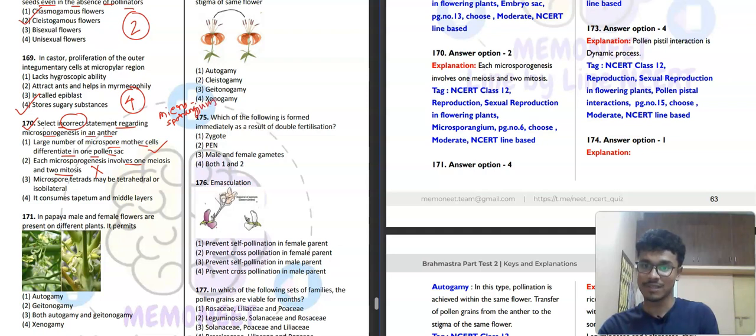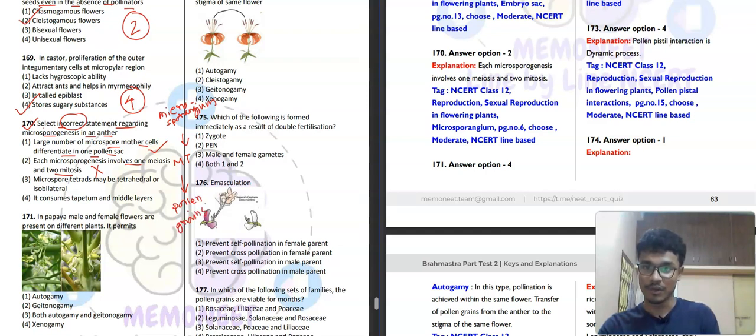And from this microsporangium, what happens? Microspore tetrad is formed. We are just writing the short form to accommodate the space. Microspore tetrad is formed, and when this tetrad matures, it forms pollen grains.